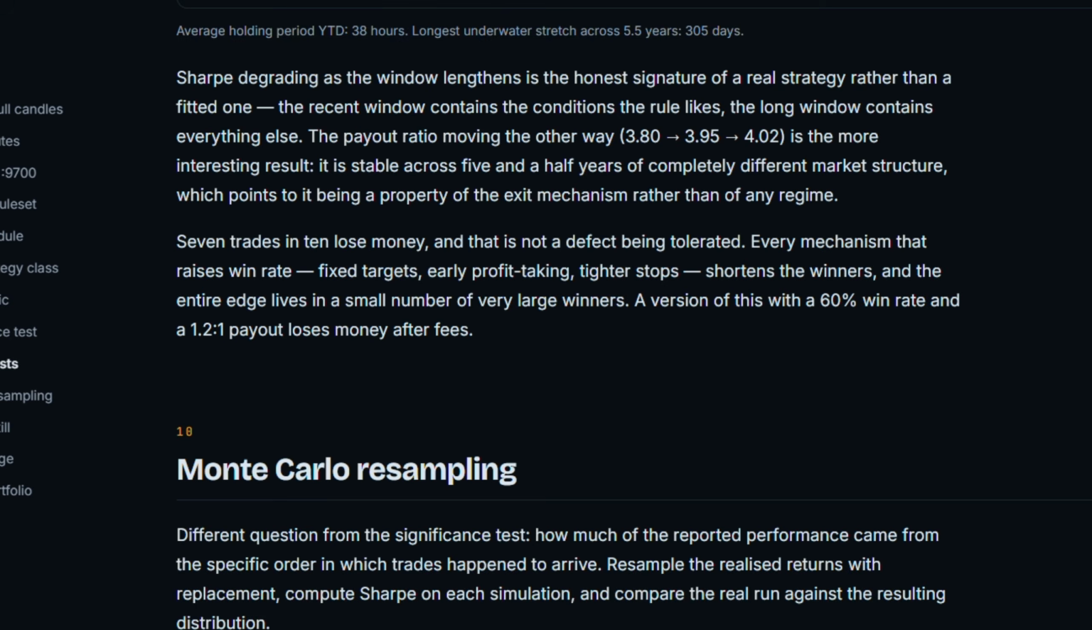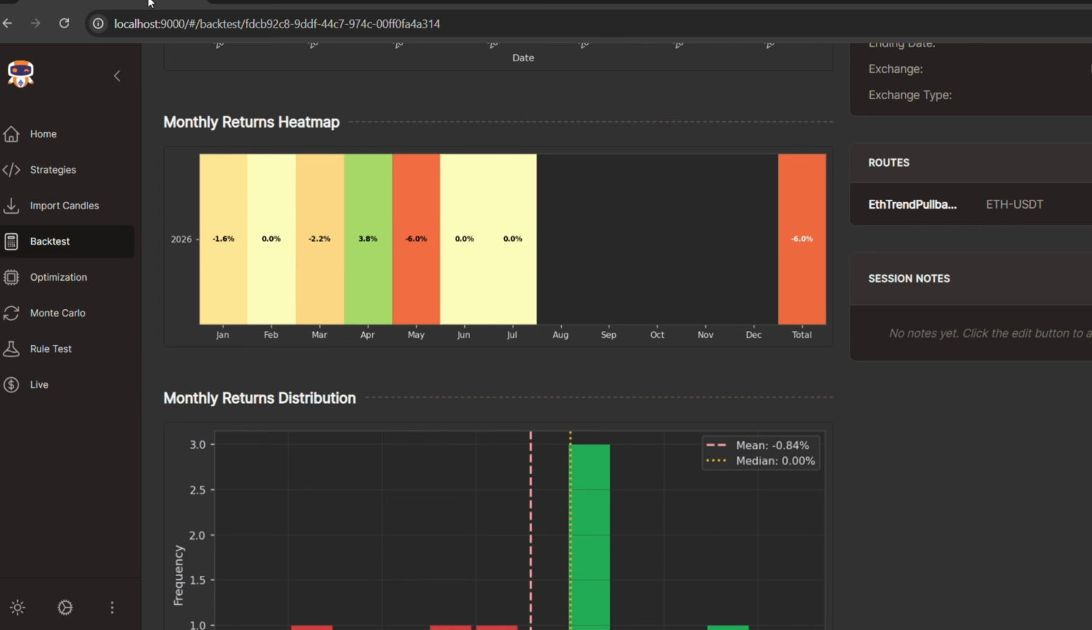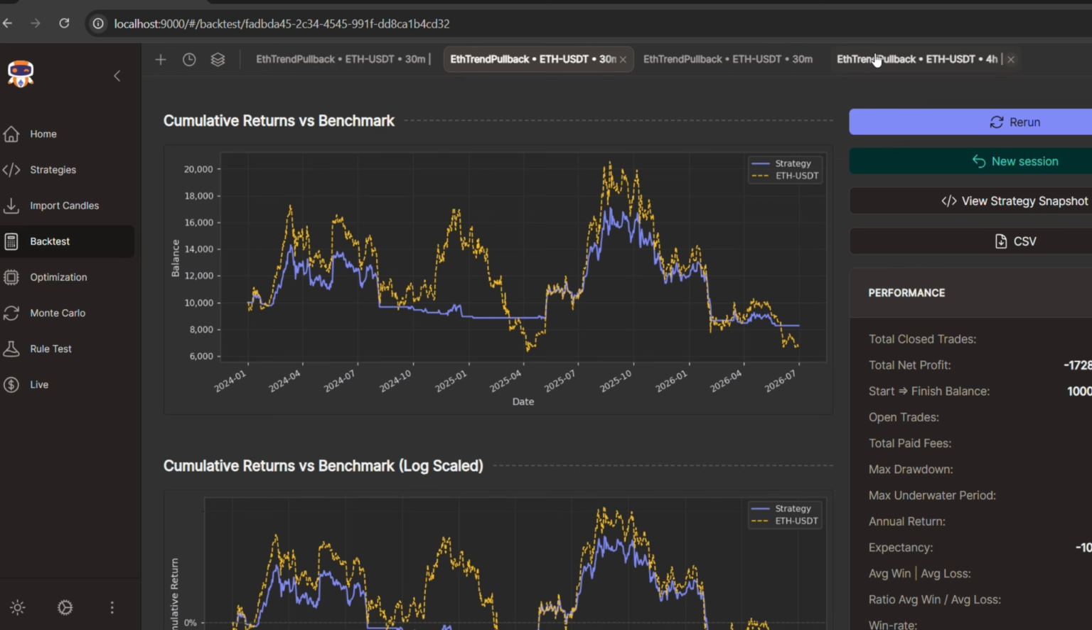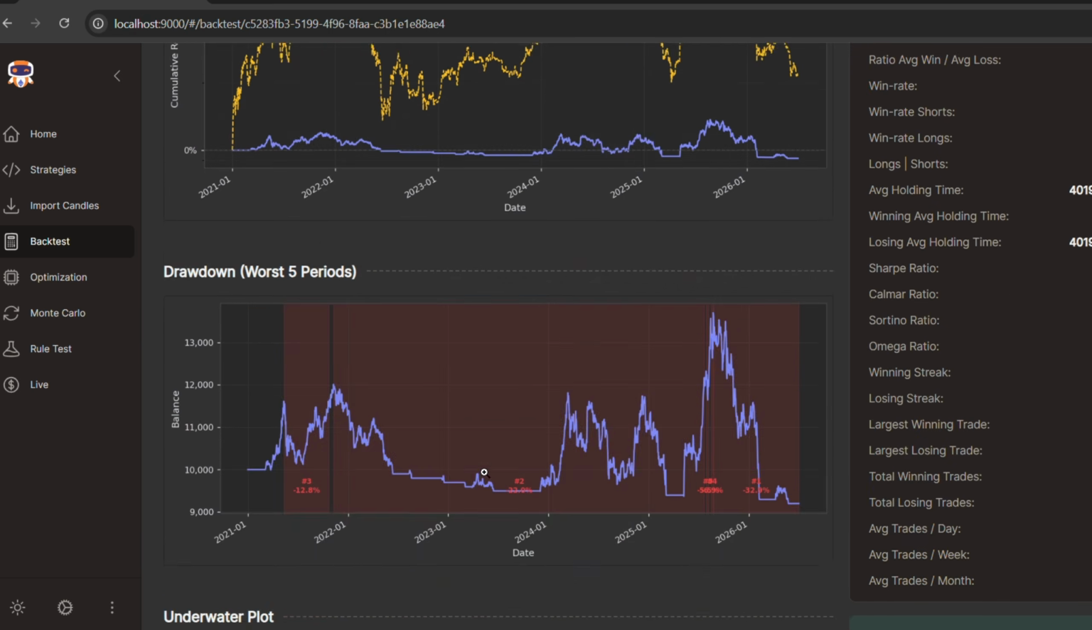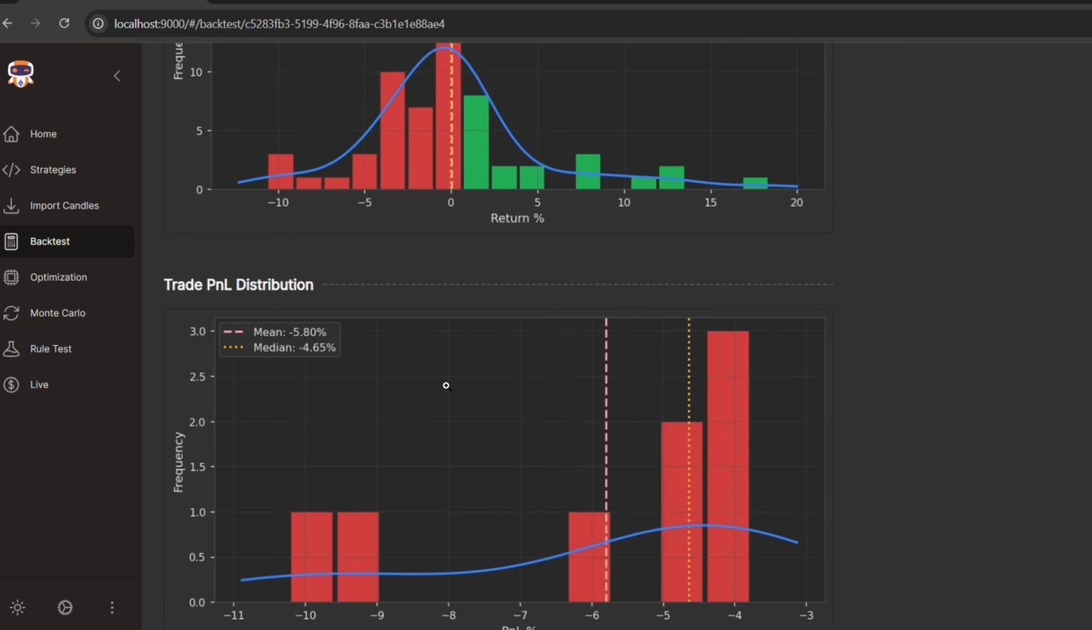than of any regime. But the number that decides whether this is tradable is this one: 305 days underwater, 10 months between one equity high and the next. Which brings us to the part where most people would have deleted this strategy already. 7 trades in 10 lose money. That's not a defect being tolerated, it's the direct consequence of how the system exits.